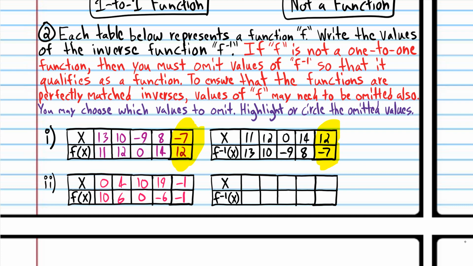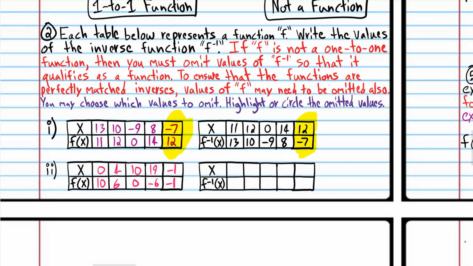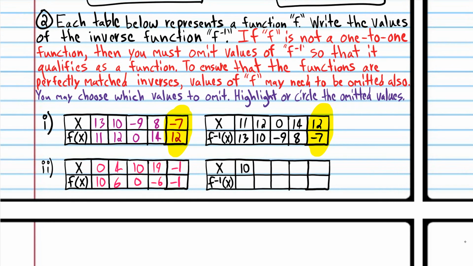So that's one possible answer. Another possible answer is if you highlighted or circled these numbers. That's okay also. But I'm just going to do the ones at the end of the table. So if you got that right, excellent. So now let's switch these around.